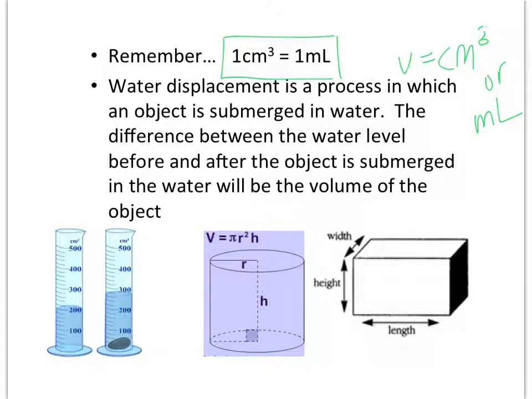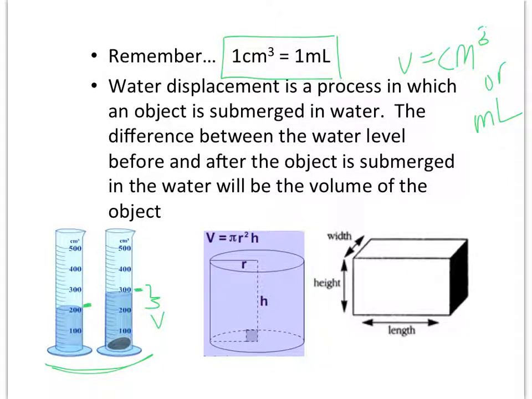Now, water displacement is a process in which an object is submerged in water. If we look at the difference in water levels before and after we submerge an object that is more dense than the water itself, that will tell us the volume of that irregular shaped object. If you take a look here, you're going to see 2 graduated cylinders. We've got a water level before we add an object, and then the water level after we add that object. Like I said, the difference between those 2 water lines is the volume of whatever that object is.